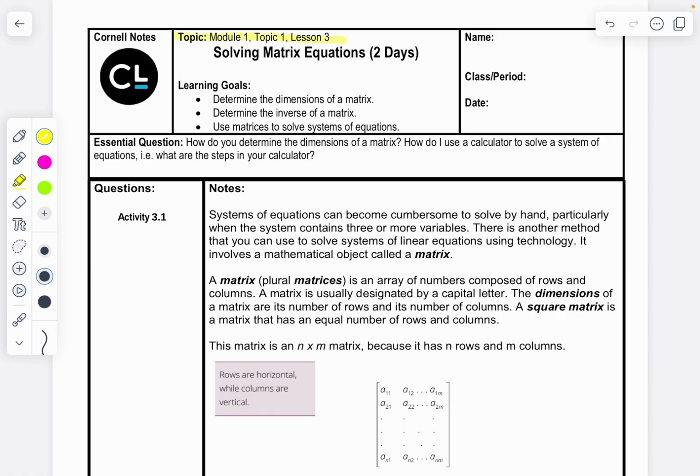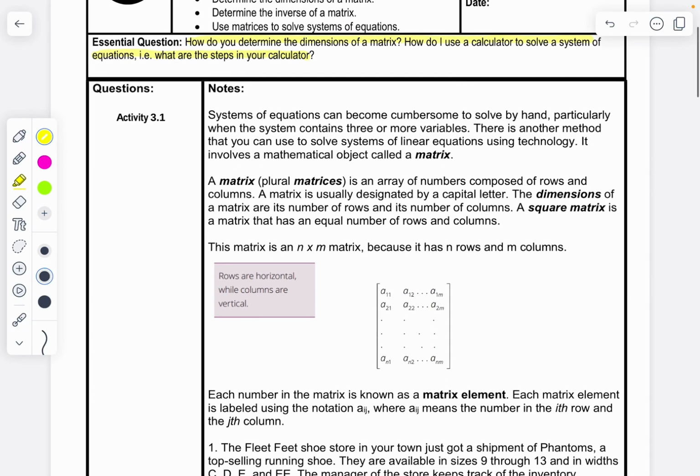By the end of this video, you should be able to answer these questions in complete sentences. How do you determine the dimensions of a matrix? How do I use a calculator to solve a system of equations? And what are the steps on your calculator?